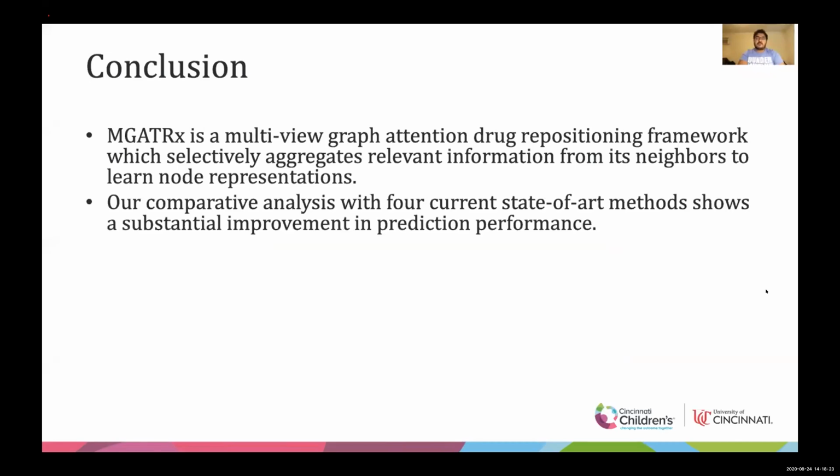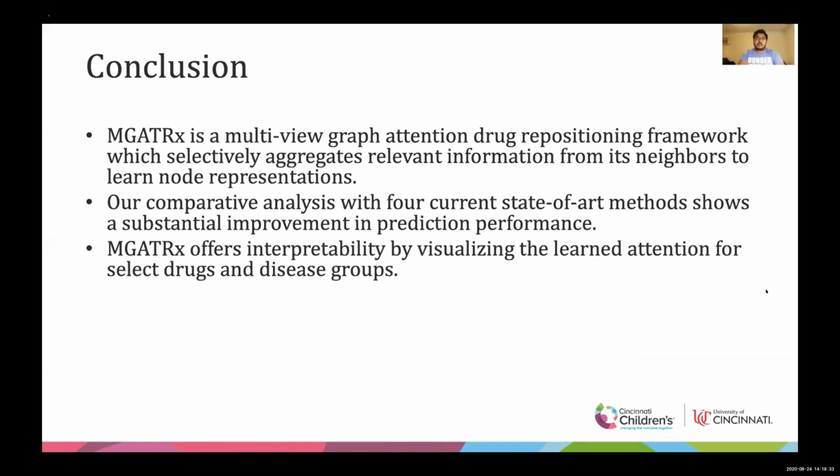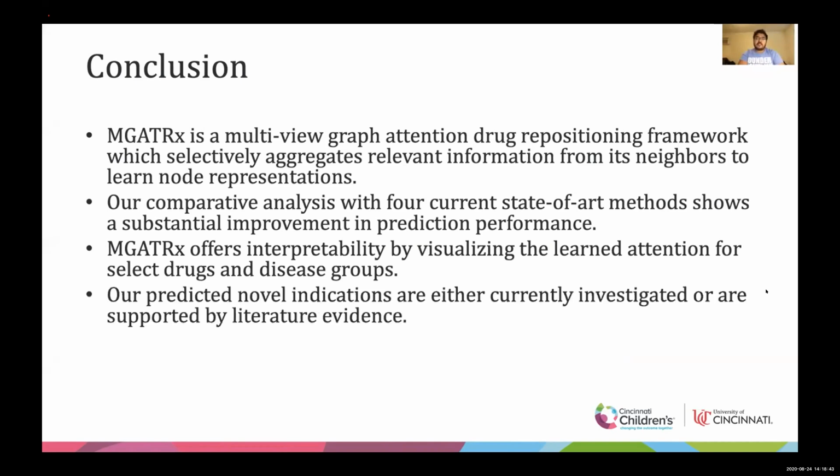MGAT-RX outperformed 4 other state-of-the-art methods used for computational drug repositioning with up-to-date drug association data. Besides, we also visualized the learned attention for select drugs and disease groups to enable understanding of the molecular basis of the drug-disease predictions. Several of our predicted drug-disease indication pairs overlap with drug indications that are either currently in clinical trials or are supported by literature references, demonstrating the overall translational utility of MGAT-RX.